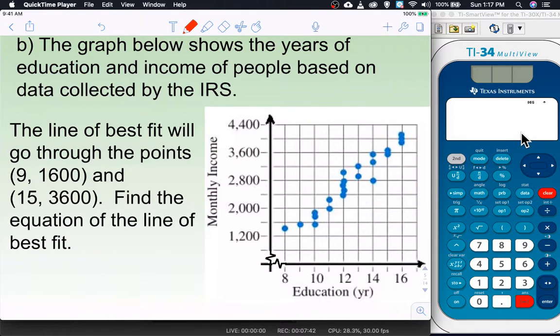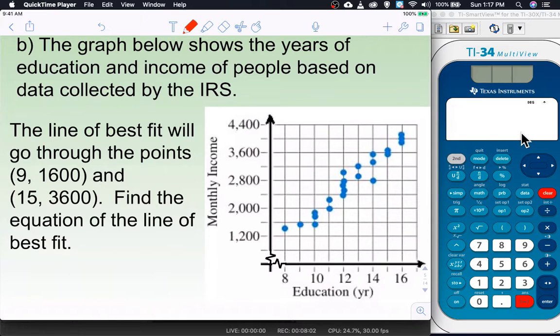Okay, so you should be able to do this. So I'm going to challenge you. Could you right now pause the video and find the equation of the line of best fit? If you get stuck, you need a little help, or when you're done, hit play and we'll start going through it together.